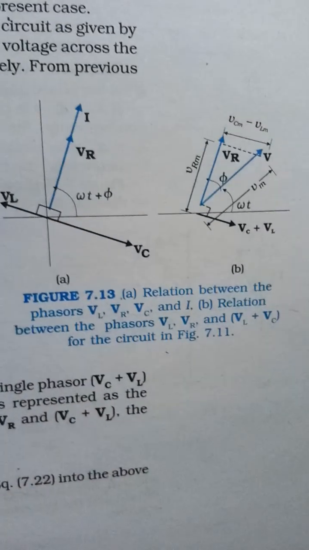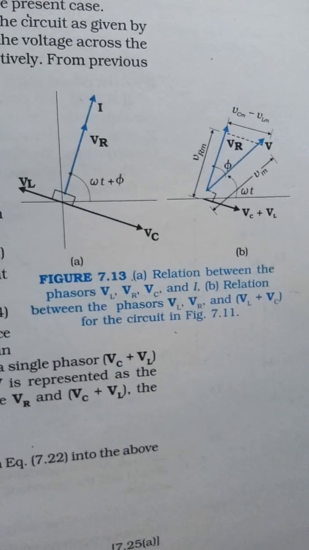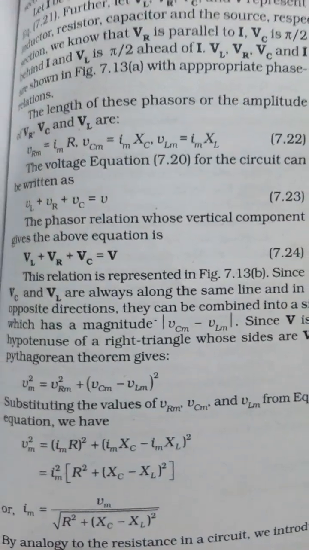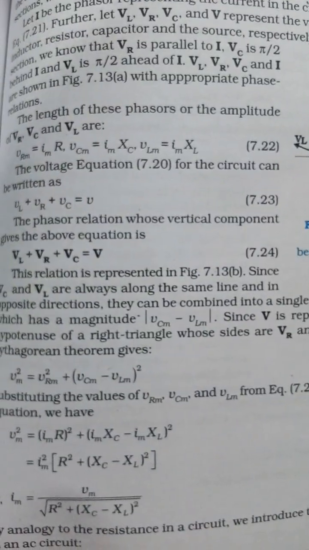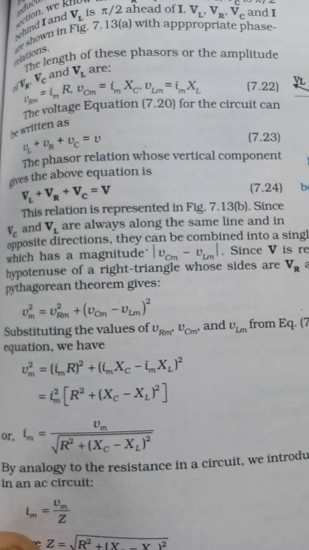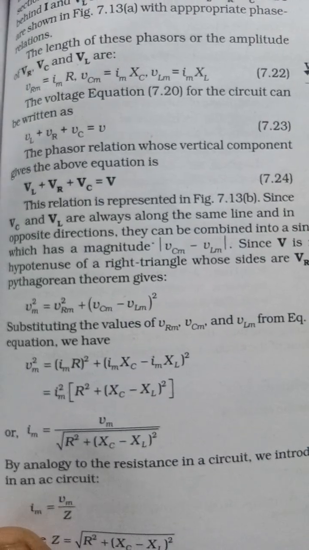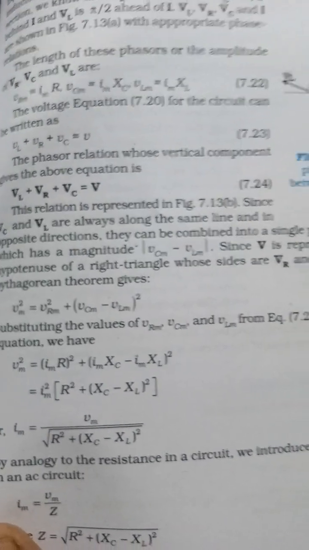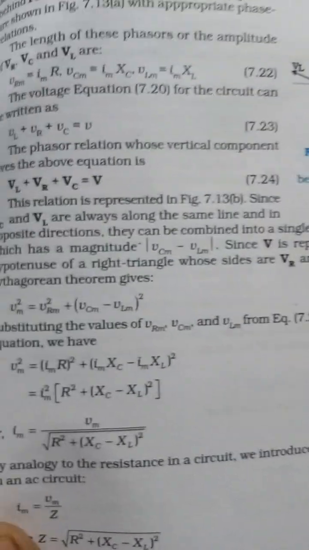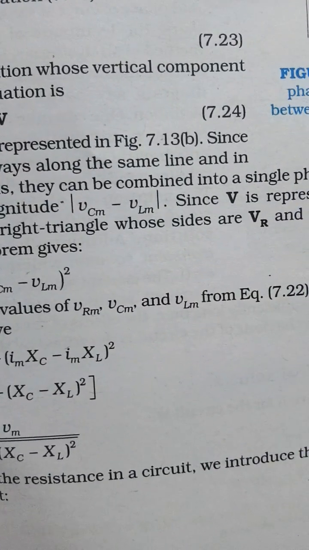With the help of this diagram you can understand what I am saying. Here you will see equations 7.22, 7.23 and 7.24. The relation is represented in figure 7.13b. Since VC and VL are always along the same line and in opposite directions, they can be combined into a single phasor VC + VL, which has the magnitude VCm minus VLm.